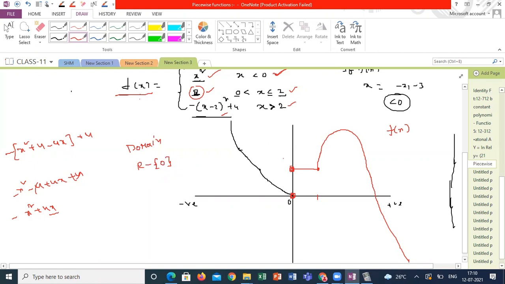So if any function is having undefined values between minus infinity and infinity, that is called a discontinuous function. The graph is not continuous. There is a break in between. Understand what is the meaning of a discontinuous function?